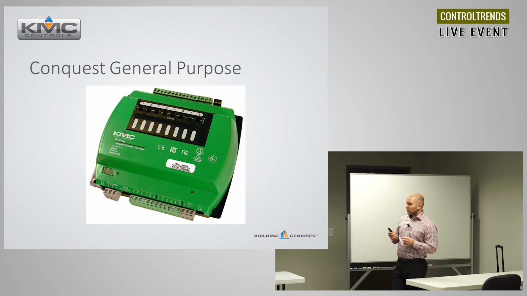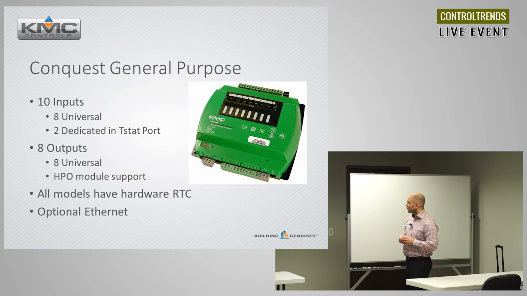The next is the general purpose controller. So this is what we've traditionally called our 8x8. It's got 8 inputs, 8 outputs on terminals, plus the 2 in the thermostat jack, just like Simply VAV. So I can hotspot back to that little miniature 10K sensor if I want. I'm not using up the terminal inputs to do so.